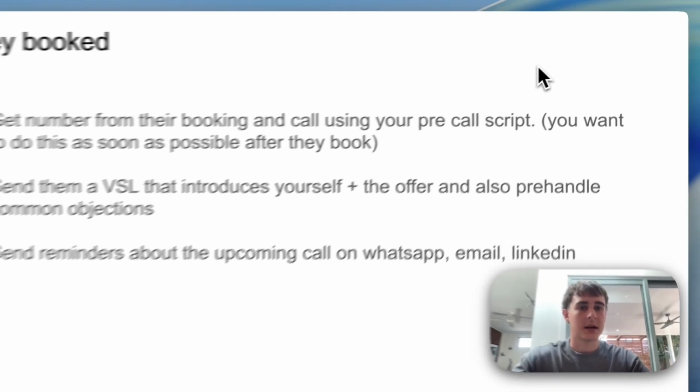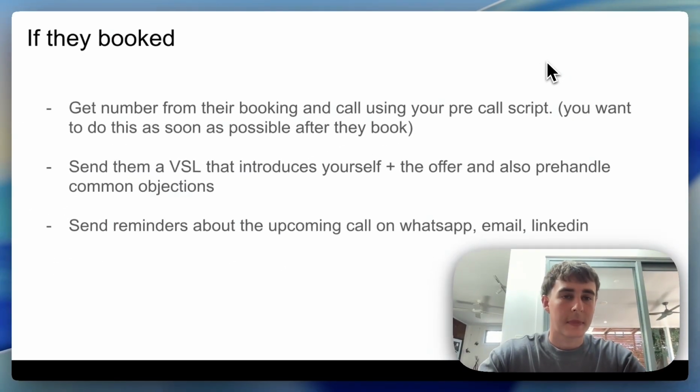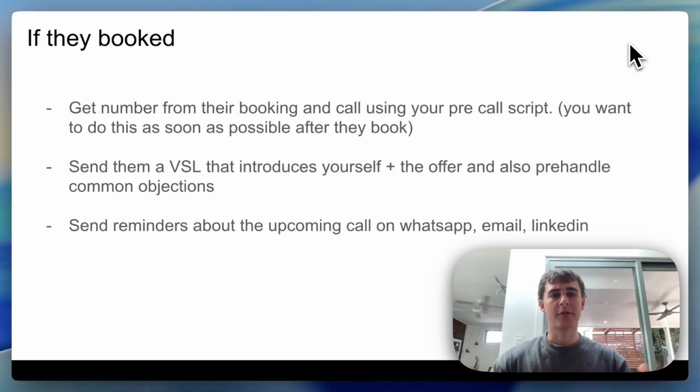A lot of these guys aren't going to look at your website. They're not. They're just going to book. Obviously, you want them to look at your website. On my website, I have a VSL that explains everything, but they're not. So you want to make a specific VSL for people who have booked a call with you, where you run through who you are, what you do, some results, great authority around yourself, the offer, how you're going to help them get to their goal, and then pre-handle common objections.